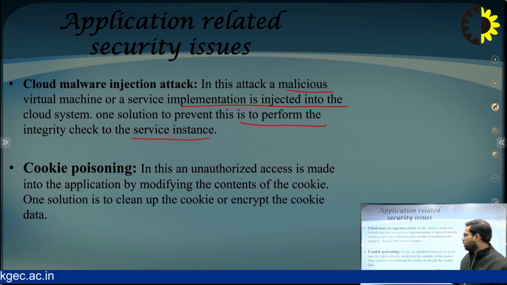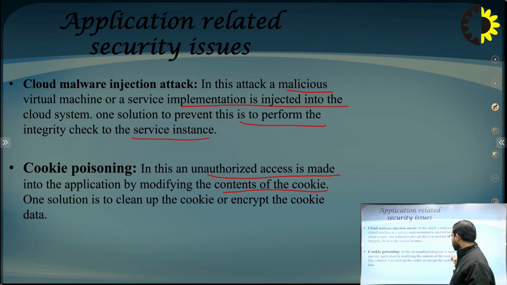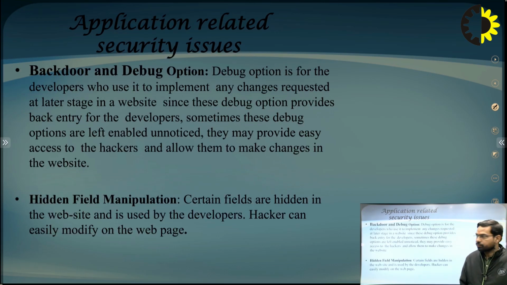Cookie poisoning: unauthorized access is made into the application by modifying the context in the cookies. One solution is to clean up the cookies or encrypt the cookie data.